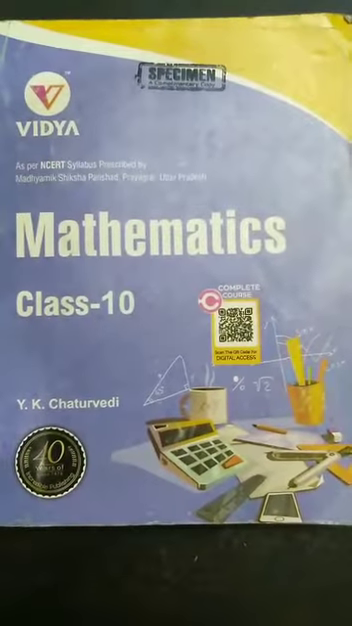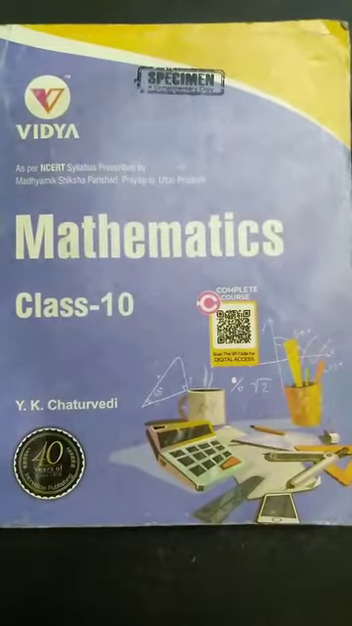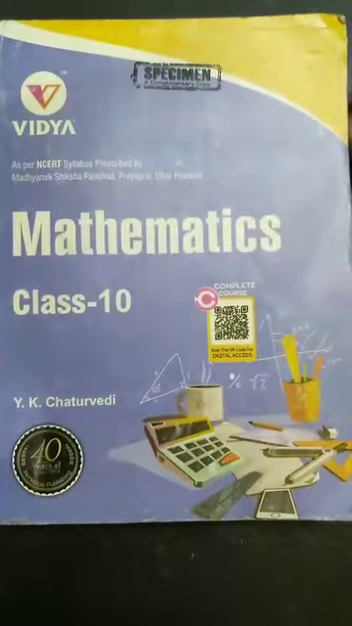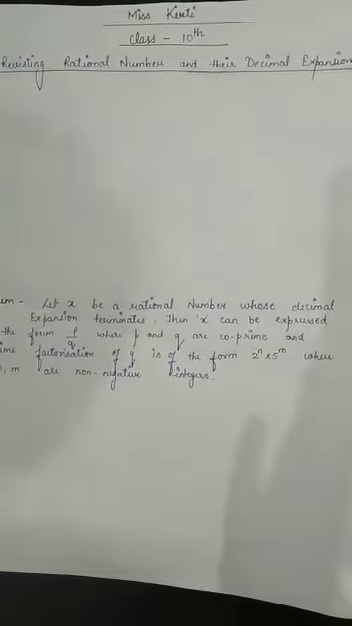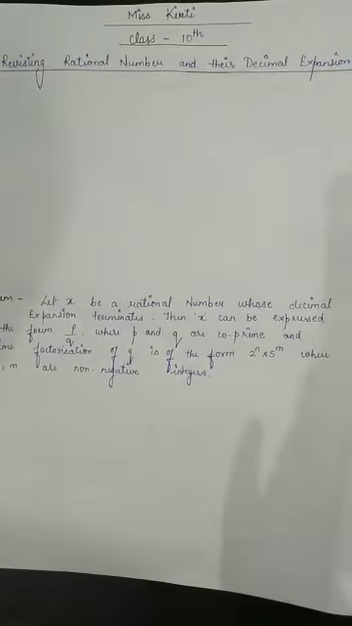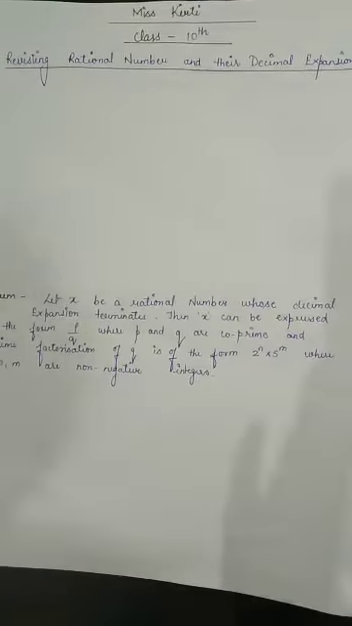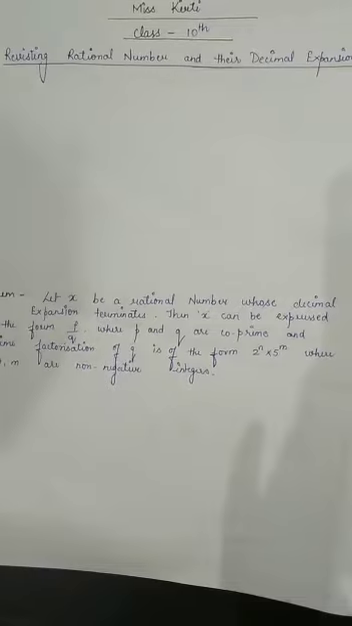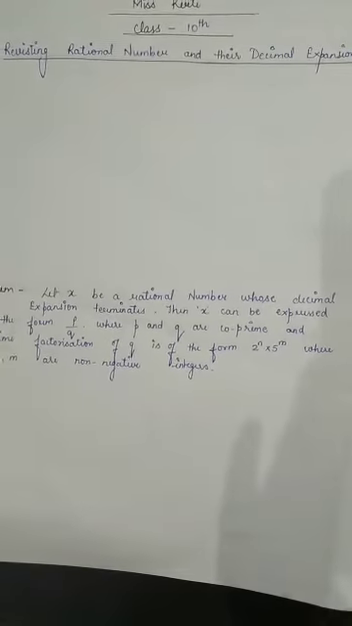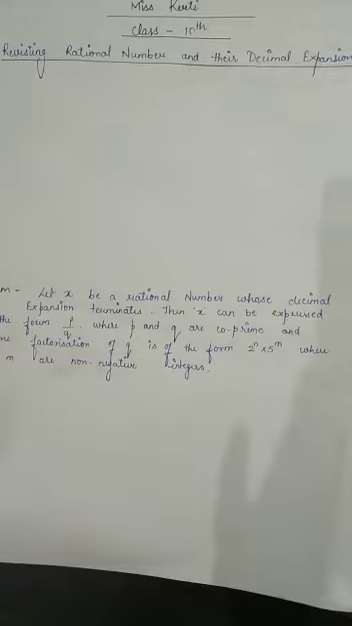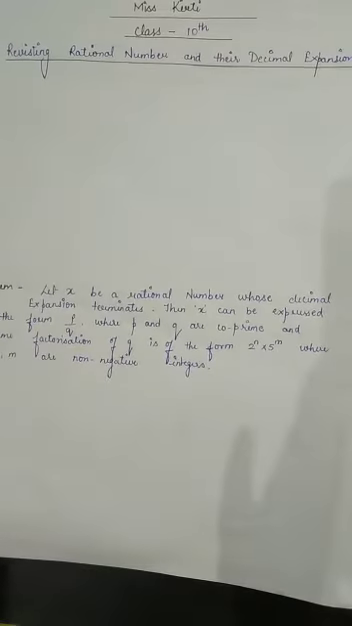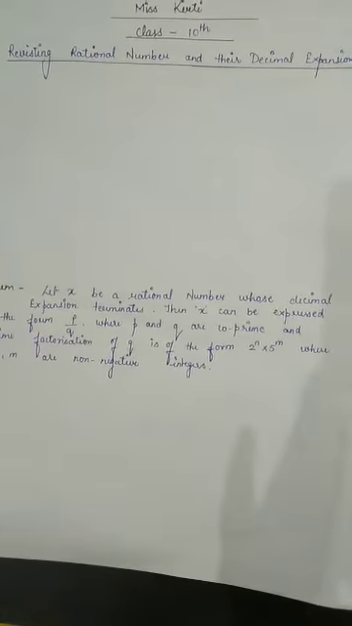My topic is revisiting rational numbers and their decimal expansion. In my earlier video, I had explained rational numbers and irrational numbers. But now I am going to explain the rational number in either of two forms, terminating or non-terminating repeating numbers.